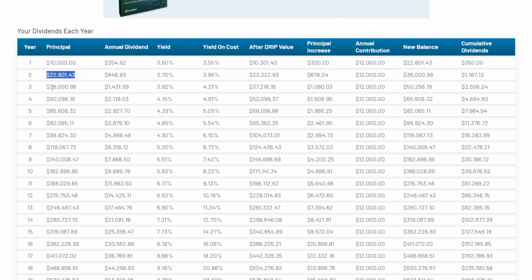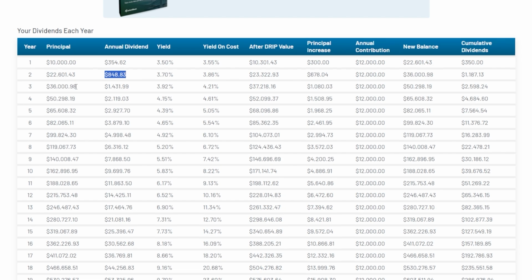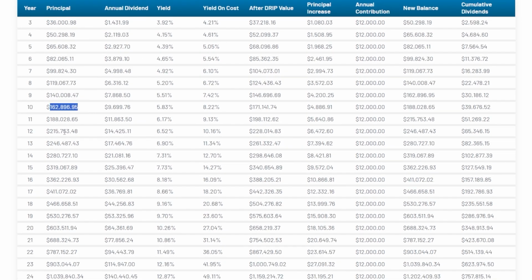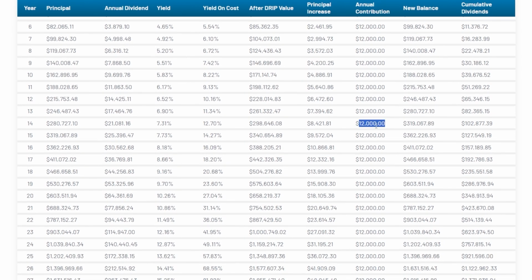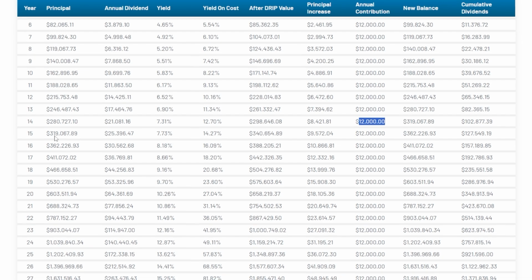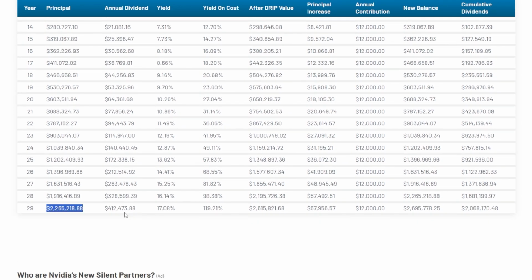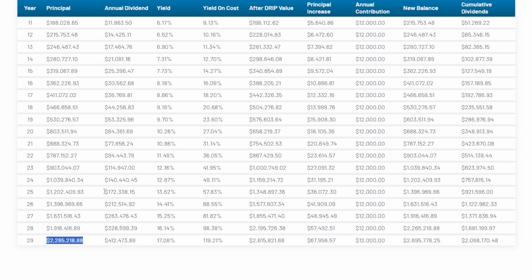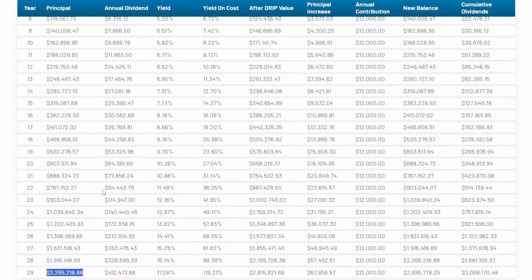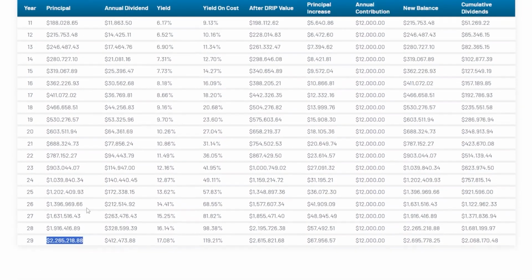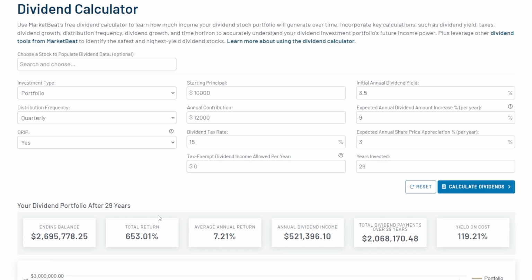As you can see, already the portfolio in theory, of course, would be over $22,000 with over $848 per year in dividends, and so on and so forth. And you can see that later down the line, the portfolio would grow significantly, especially if, of course, you are willing to contribute a significant amount of money and reinvest the dividends along the way. After 29 years, in theory, just going off of these numbers, a portfolio that started off with $10,000 and $12,000 added on top of that per year would now be worth $2.265 million and earn upwards of $400,000 per year in dividends.